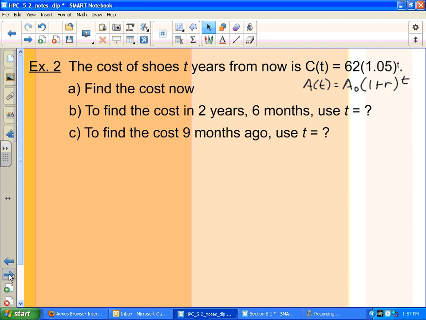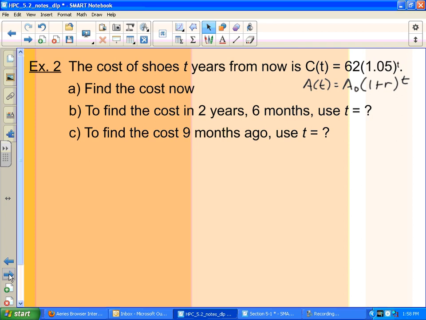What's the answer for part A? How did you get 62? What's in the equation? Exactly. The A sub 0 is your initial amount. That's how much the shoes are going to cost prior to me raising them or lowering them at some given rate. So that's one way to come up with 62. What's the other way I could have come up with 62?